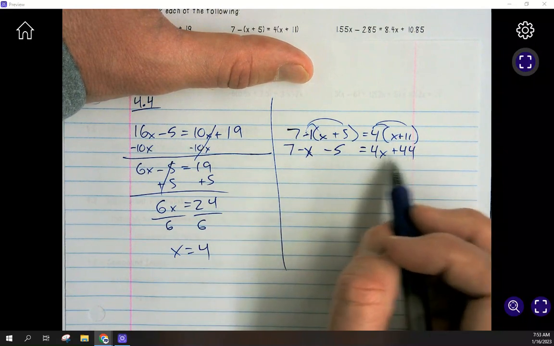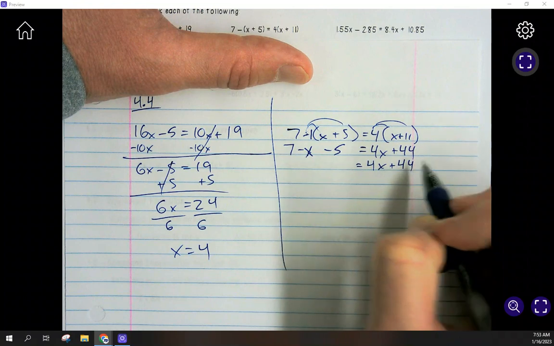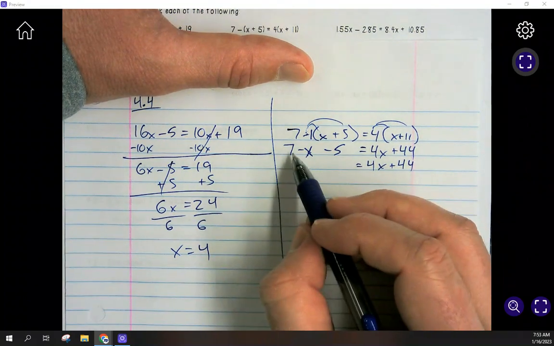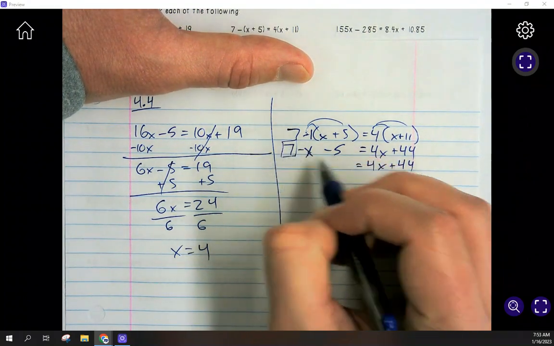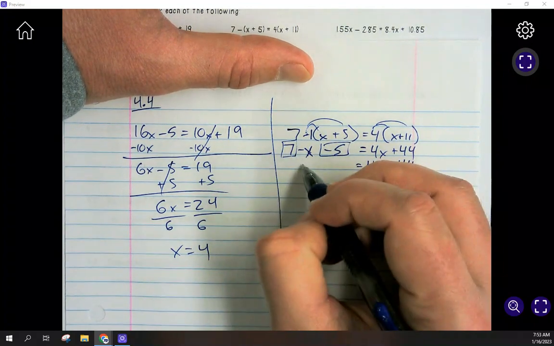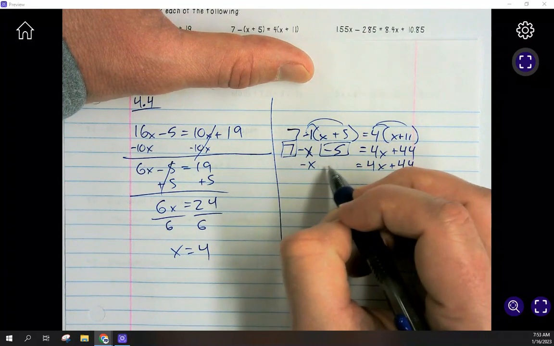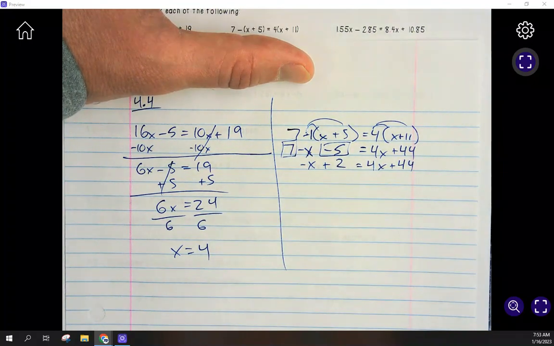Now, the right side here is fully simplified. I can't do anything with it, right? I can't combine those two. They're not like terms. But on this side, I do have some simplifying to do. These don't have an x, they can go together. So I'm going to leave my negative x alone. And then I'm going to put those two together. That's going to be a positive 2.